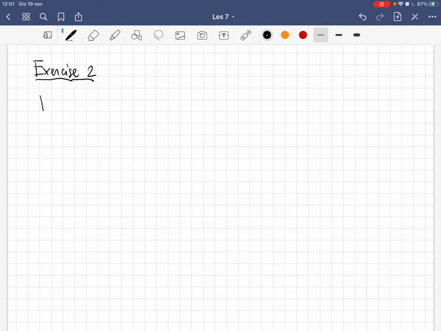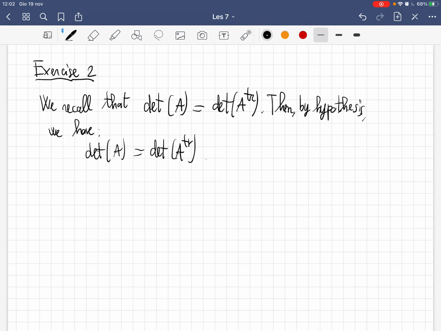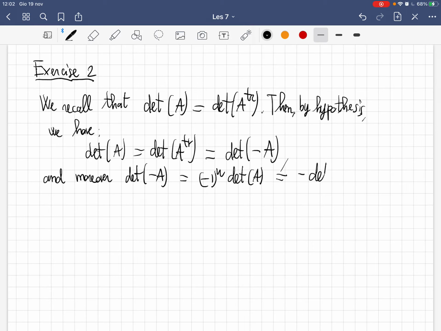No, let's first say that we recall that the determinant of A is equal to the determinant of the transpose of A. Then by hypothesis we have the determinant of A is equal to the determinant of A transpose is equal to the determinant of minus A, and moreover the determinant of minus A is equal to minus 1 to the n, the determinant of A, which is equal to minus the determinant of A since n is odd.